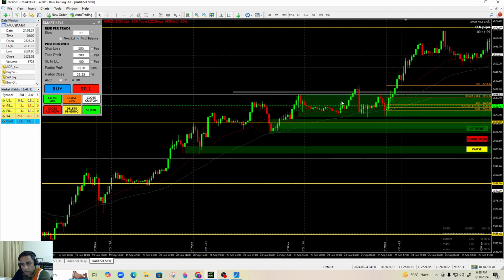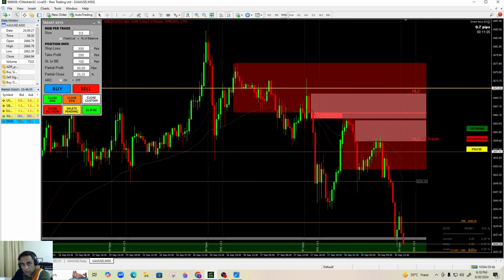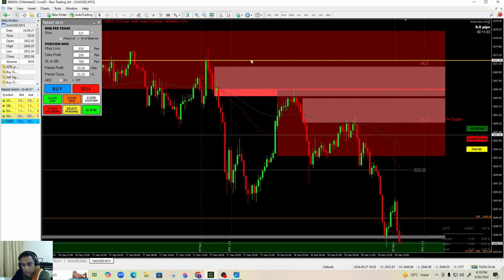If you go down to the M30, you'll see them perfectly on the M30 as well. If you go down to the M15, which is the time frame that I like to see, you can see the price closed below it. So we're heading down. Okay, we made a top wick, we grab liquidity from that resistance level, and we are continuing down, right?